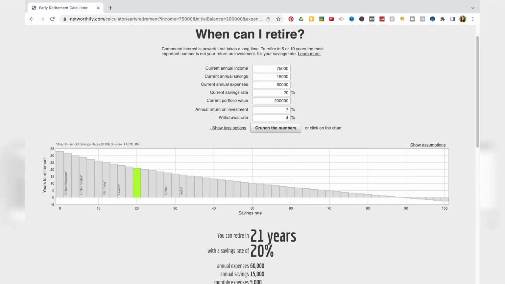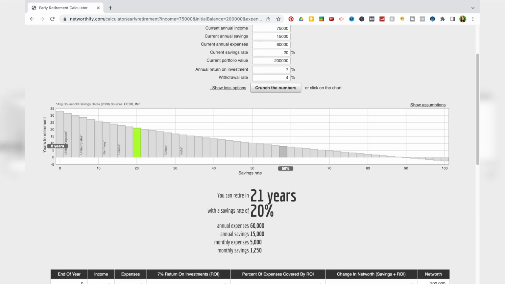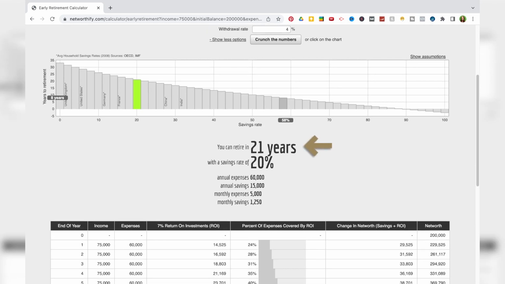But these are the numbers we're going to enter, and then you can hit crunch the numbers and it will give us the data below. So we can see we can retire in 21 years if we are investing 20%. And this even shows us the amount we need to be investing. It says monthly savings, but it's the monthly investment amount. So we need to be investing $1,250 every single month in order to reach this goal.